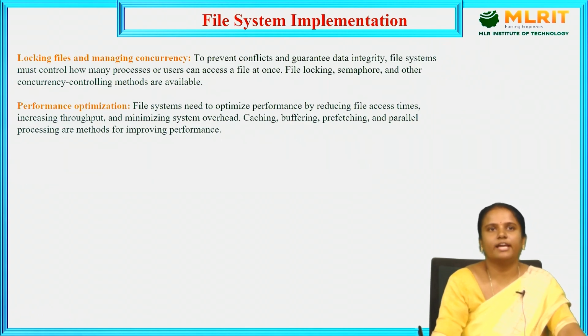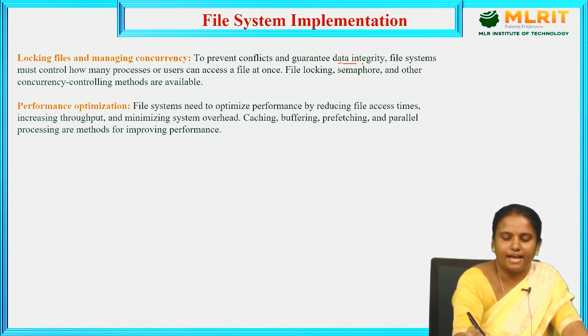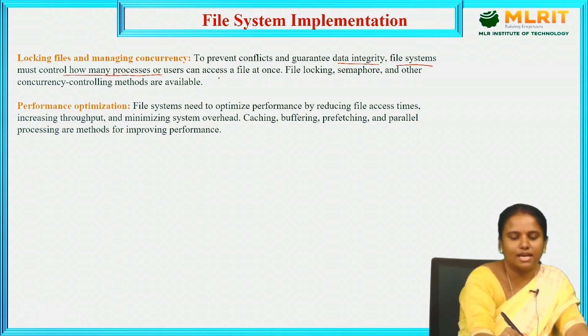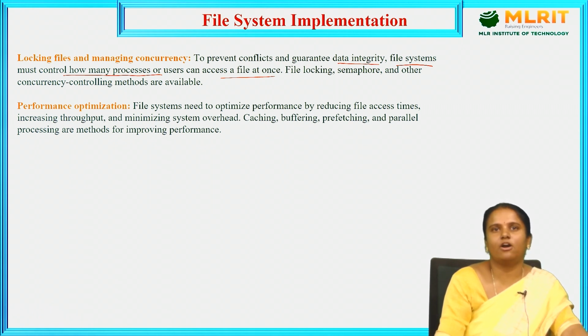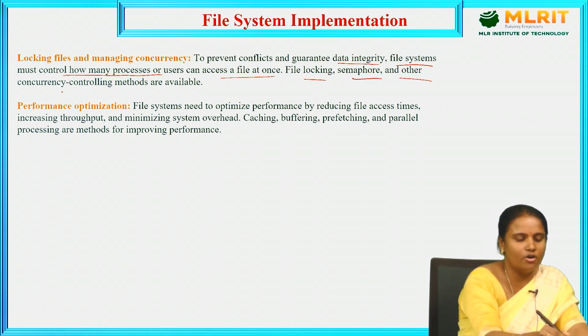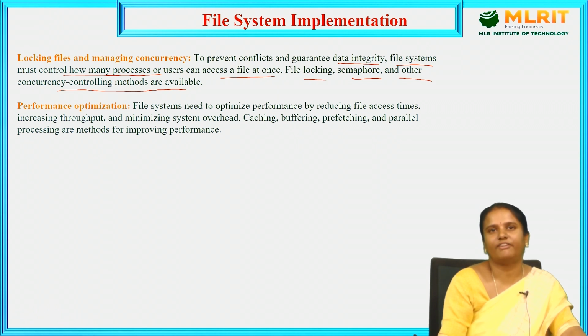Next, how we are locking the files and managing concurrency. To prevent conflicts and guarantee data integrity, the file system must control how many processes or users can access a file at once. If n number of users are using the files at a time, they cannot all access the same file at the same time. So in that case, we have some methods like file locking, semaphore, and other concurrency controlling methods.